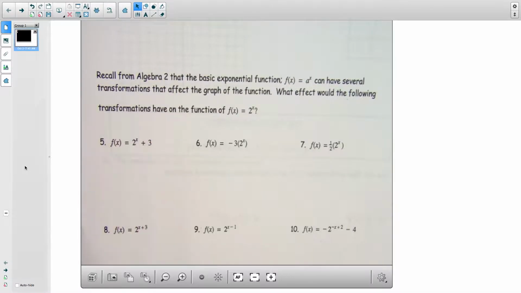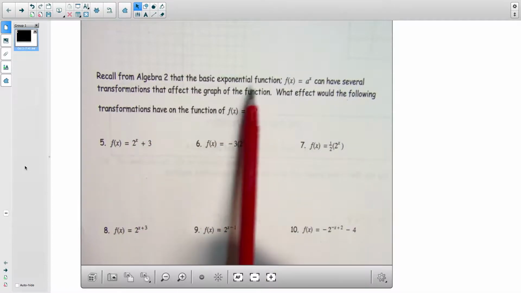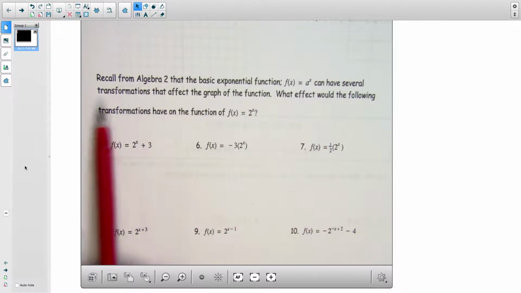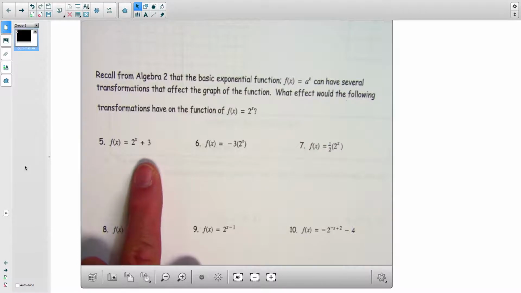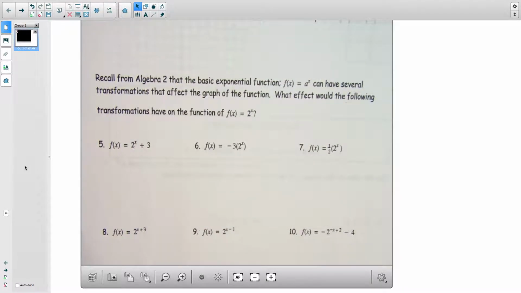All right, recall from Algebra 2 that the basic exponential function, a to the x, can have several transformations that affect the graph of the function. What effects would the following transformation have on the function f of x equals 2 to the x? We just talked about making that negative, what the reflection or what the transformation was there. What is this plus 3 outside of it going to do? Moves it up 3. We talked about transformations back in Unit 1 also.